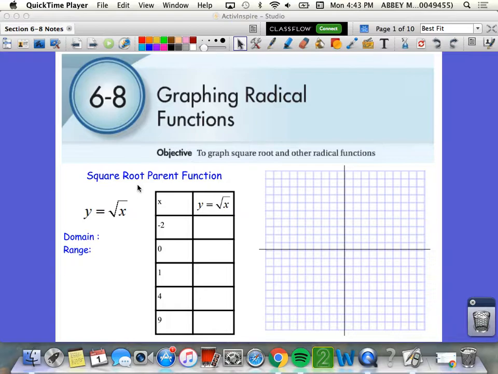So if I plug in -2 into the equation the square root of x, I would get does not exist. Okay, I cannot take the square root of a negative number, so that makes sense for us to put DNE. If I plug in 0, the square root of 0 is 0. If I plug in 1, the square root of 1 is 1, 2, and 3. So what I'm going to do is I'm going to go ahead and plot those points.